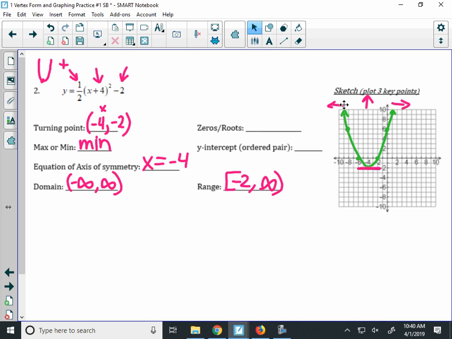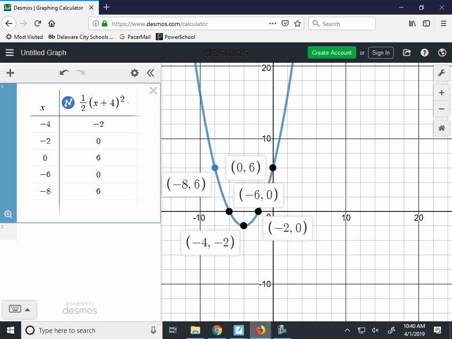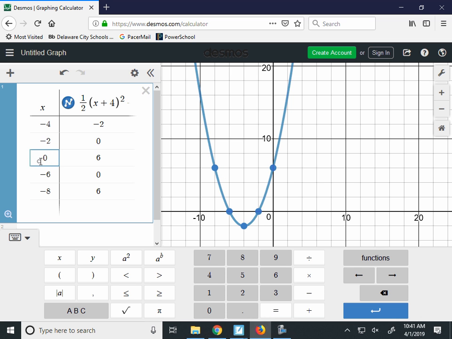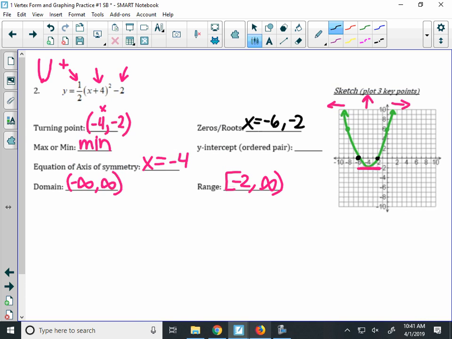Now the roots, the x-intercepts here, I can find either from the graph that I made and see that those happen at negative 6 and negative 2, or I can click on my graph from Desmos and see that those are my two x-intercepts, negative 6, negative 2. My y-intercept is at (0, 6), which I can also see by looking at the table here, that x at 0 gives me an output of 6. Okay, so that's this one here.